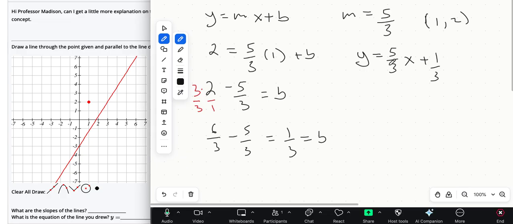And you'd only have to type this half of it because the y equals would be in front of the answer box, it looks like. So that's one way to do that.